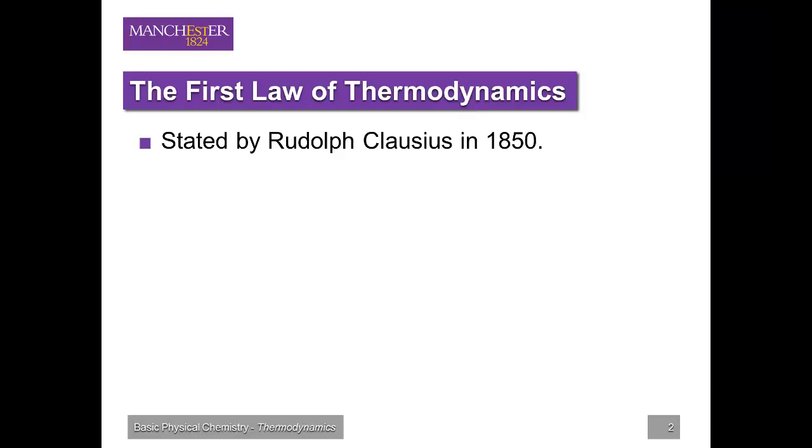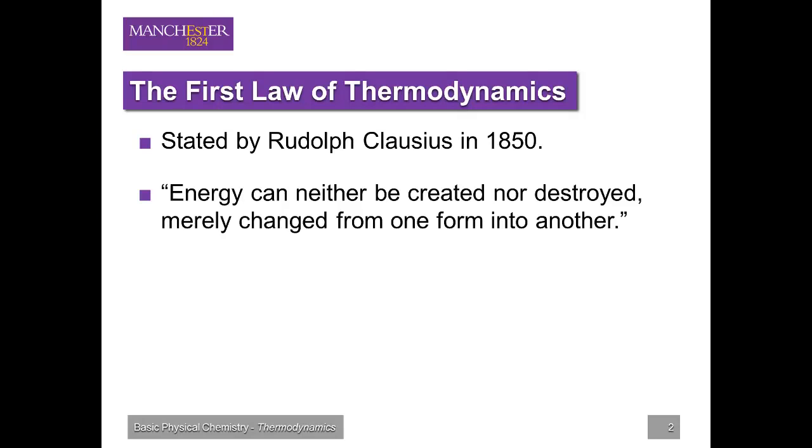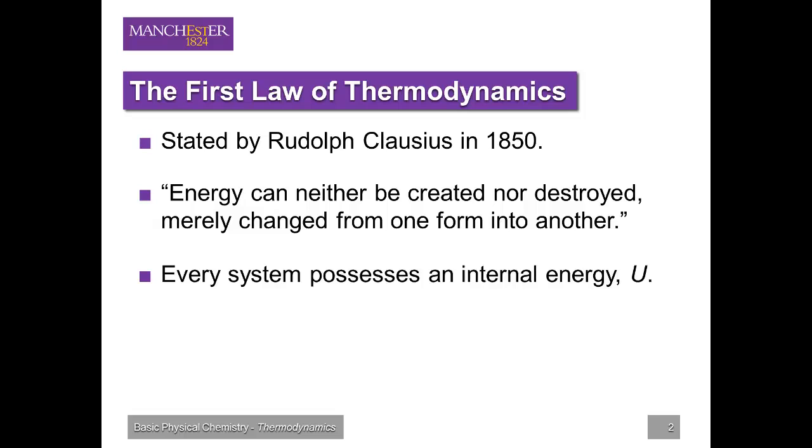Around 1850, the German scientist Rudolf Clausius took the law of conservation of energy, which states that energy can neither be created nor destroyed, merely changed from one form into another, and applied it to the idea of a thermodynamic system. All matter possesses internal energy, symbol U, and thus so do all thermodynamic systems.